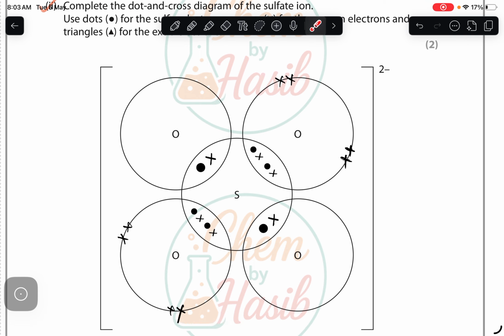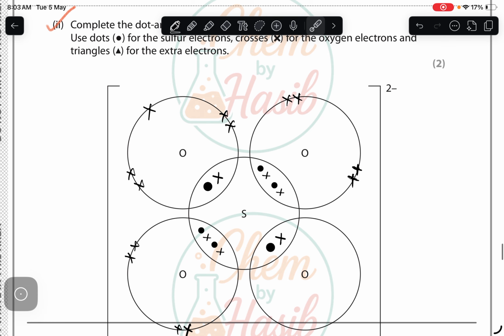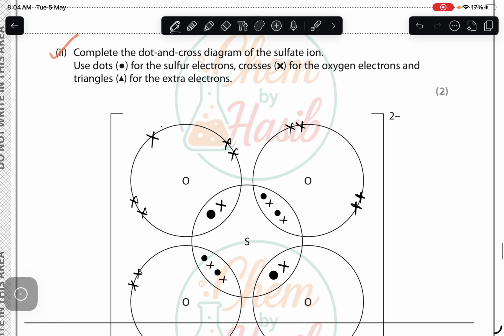So you have to show 6 crosses. There's 1 cross, the second one, the third one, the 4th one, the 5th one, and the 6th one. So this oxygen is 1 electron short. So it will get an electron from outside, which is the extra electron shown by the triangle.